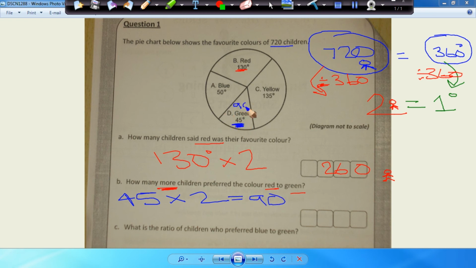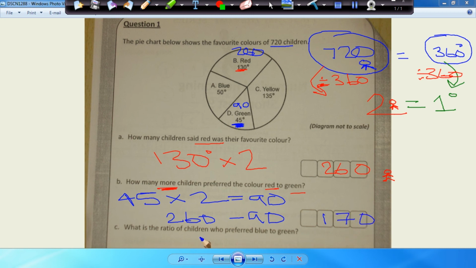And how many children do we have in the red we just said earlier? 260. And the question is asking us how many more. So we need to do 260 minus the 90. And that will give us an answer of 170. Okay, excellent.